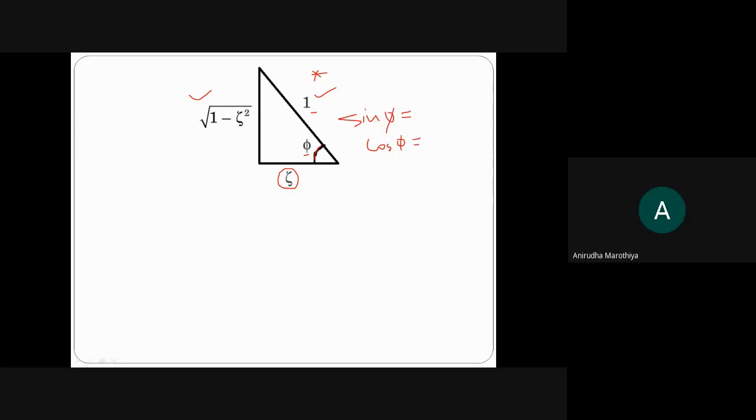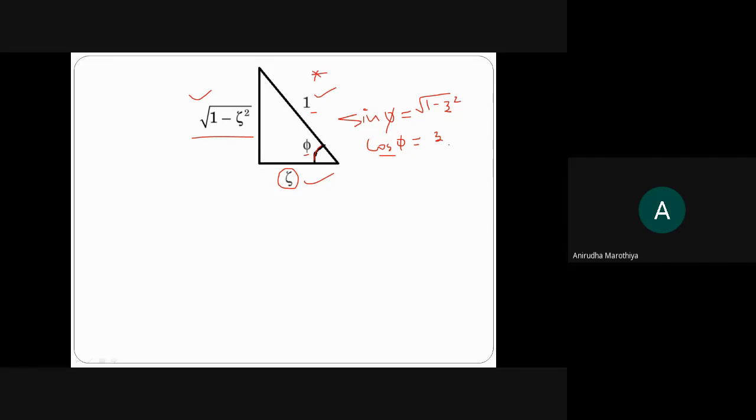Exactly. If you apply proper trigonometric formulas, we can write sin phi. Sine is opposite by hypotenuse. The opposite is under root 1 minus zeta square, and the hypotenuse is 1. So sin phi is under root 1 minus zeta square. In the same way, cos phi is base upon hypotenuse. The base is zeta and the hypotenuse is 1, so cos phi is going to be zeta.